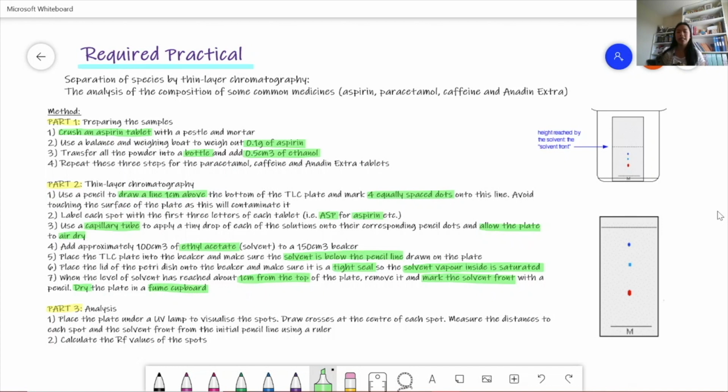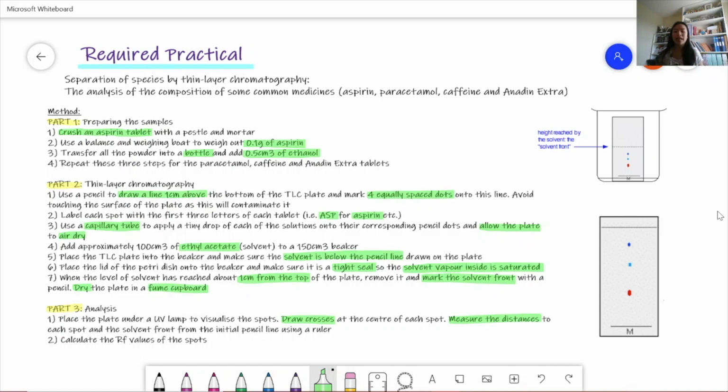And then the last part is the analysis. So the first step we do is place the plate under a UV lamp to visualize the spots, because all of these spots will be invisible. And so we either need to use UV light or ninhydrin sprayed onto the spots to make them visible. We then draw crosses at the center of each spot. And then we measure the distances to these centers of the spots from the initial line, or sometimes called the origin, and also the distance to the solvent front from the initial line.